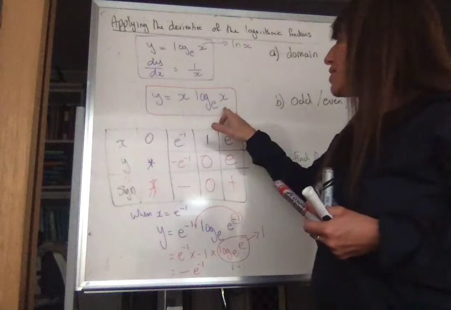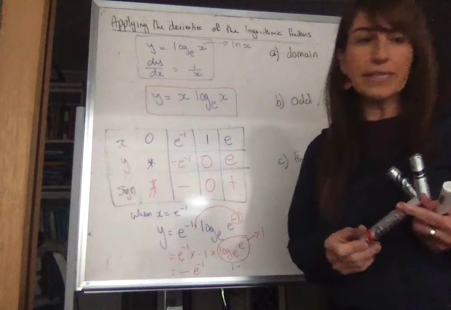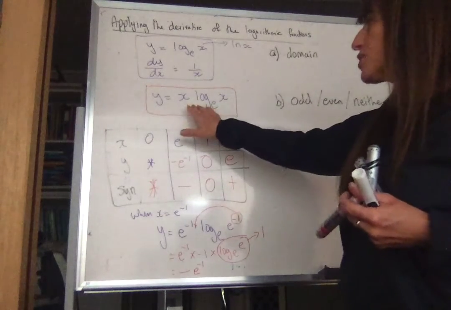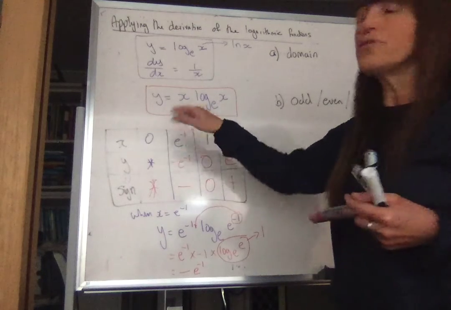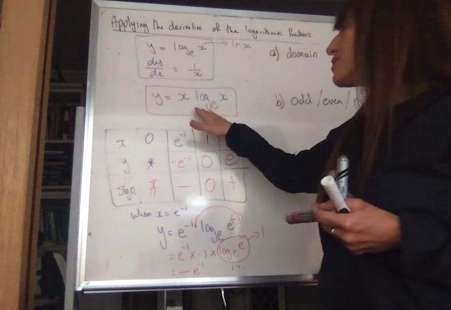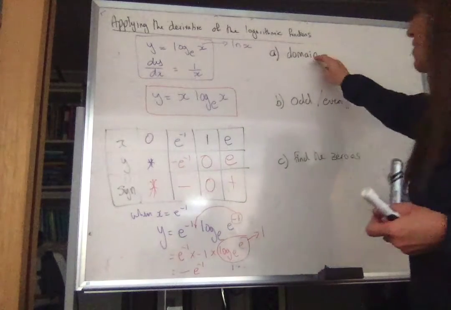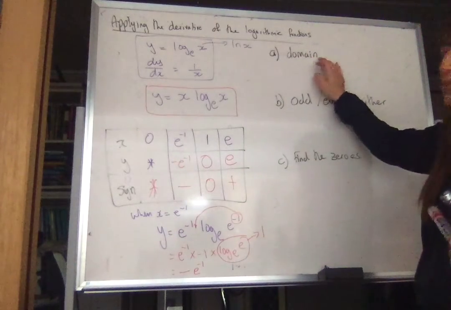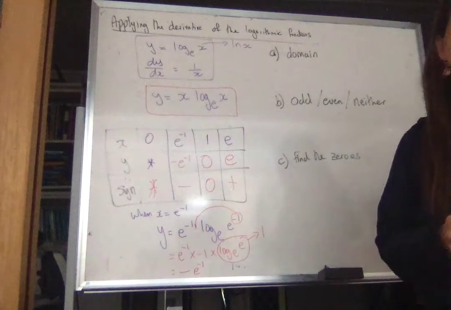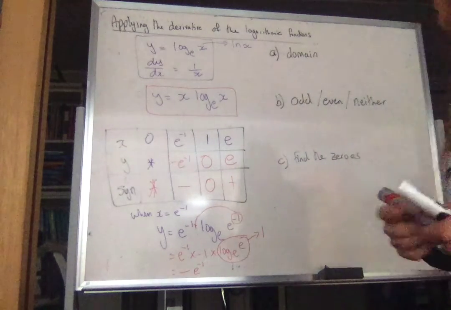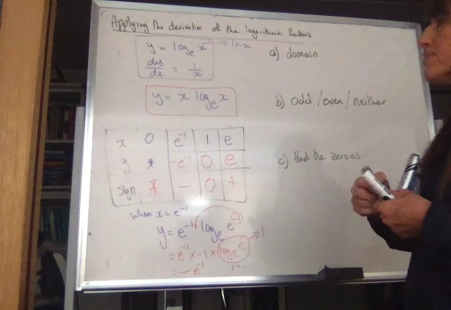All right. Now, the question here is asking us to look at this function and sketch it. But to get to that sketch, we need to do a few things first. There are about 6 or 7 parts to this question. Part A is to find the domain first of all. So let's just think about this.